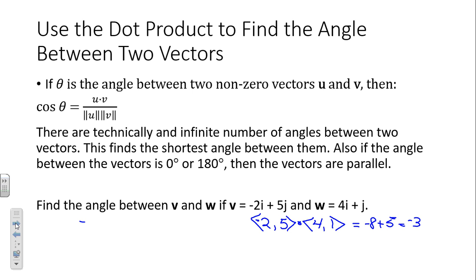All right, so we know that we need the dot product over the magnitude of the first times the magnitude of the second. So how do we find the magnitude of v? Negative 2 squared plus 5 squared, right? Negative 2 squared is 4, 5 squared is 25. So the square root of 29.